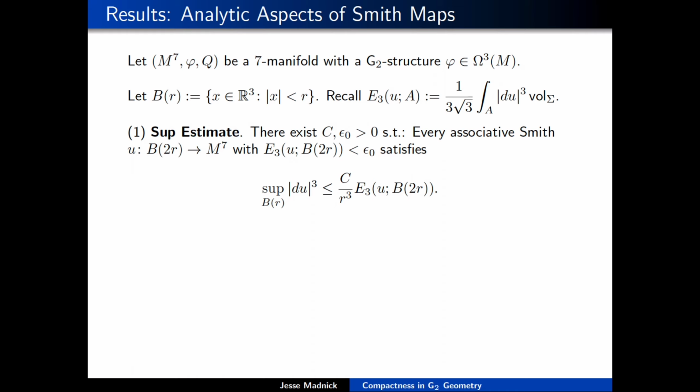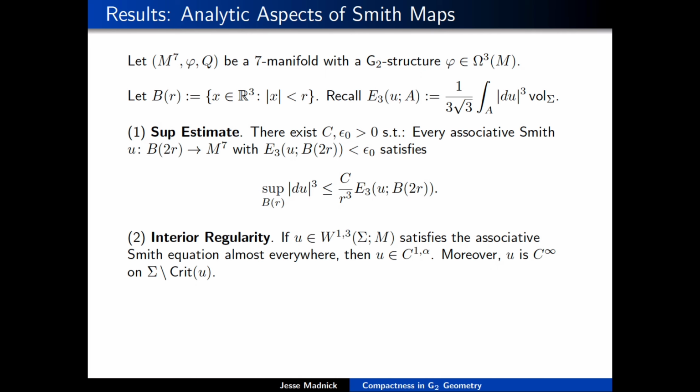Okay, we'll use the standard notation for balls centered at the origin. And let's recall what the 3-energy functional is here. Okay, so just like in the J-holomorphic map case, we're able to get a sup estimate that shows that the sup of |du|^3 is controlled by the 3-energy. We're able to get an interior regularity result that says that W^{1,3} associative Smith maps are in fact C^{1,α}. And in general, you don't expect really to do better than C^{1,α} on the critical set, again, because of the degeneracy of the 3-harmonic map equation. But on the regular set, which is the complement of the critical locus, then in fact u is C^∞.